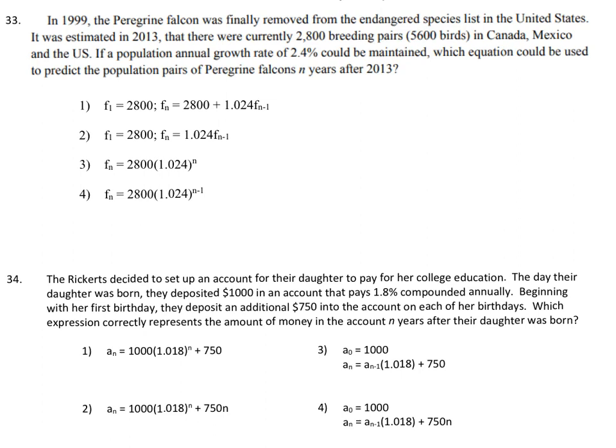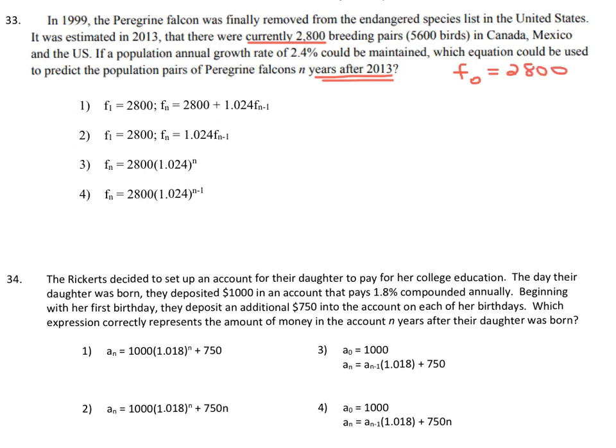Okay, so I just want to point out, when you read this question, again, just like the last one, we're talking about years after 2013. Since there were, I'm just going to underline this, currently 2,800 breeding pairs, they're using F, so I'm going to stick with F. F sub 0, the initial amount of breeding pairs, was 2,800.